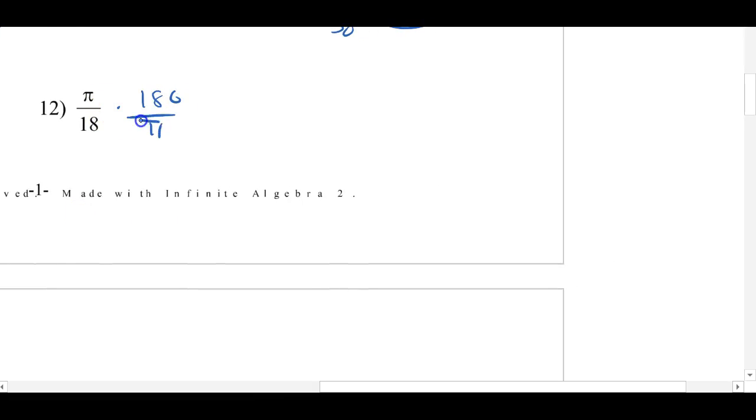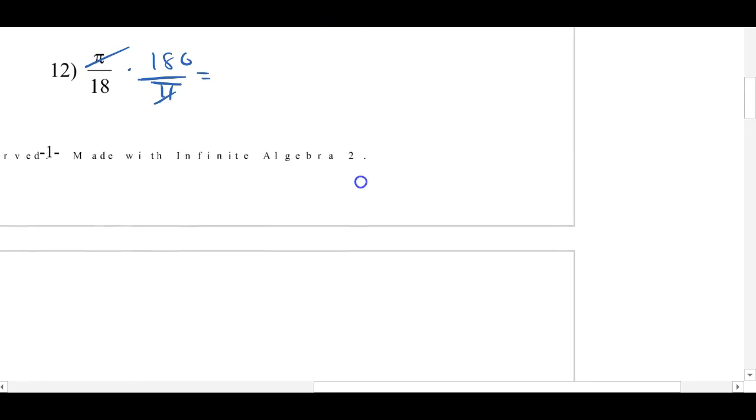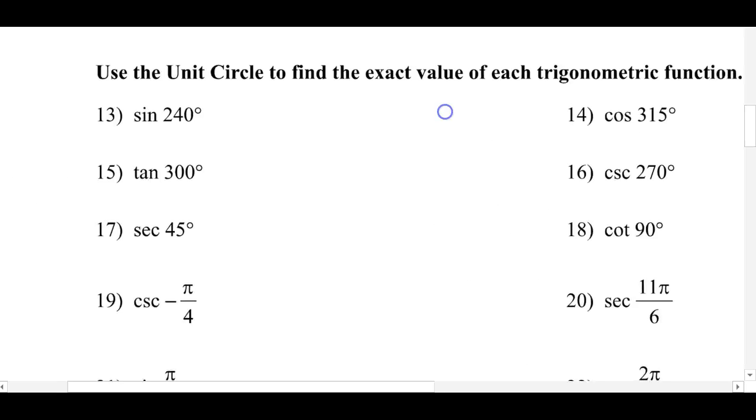Now this one, same thing. 180 over pi. The pi's cancel out. Now it's going to be 180 divided by 18. Oh, sorry. I know that 180 divided by 18 would actually just be 10 degrees. Alright, so now let's go down here.